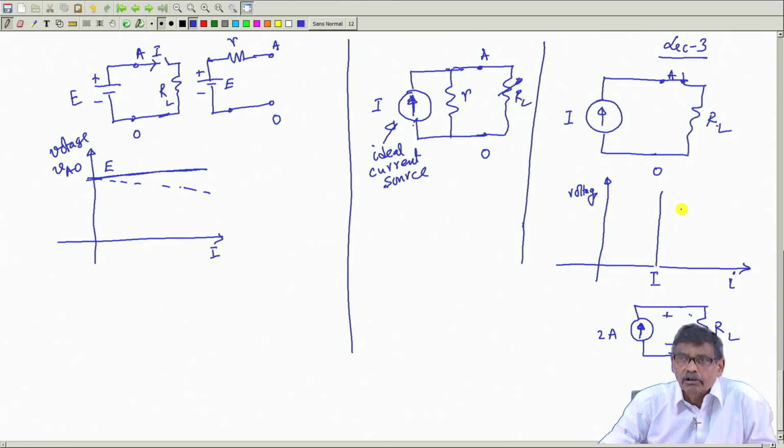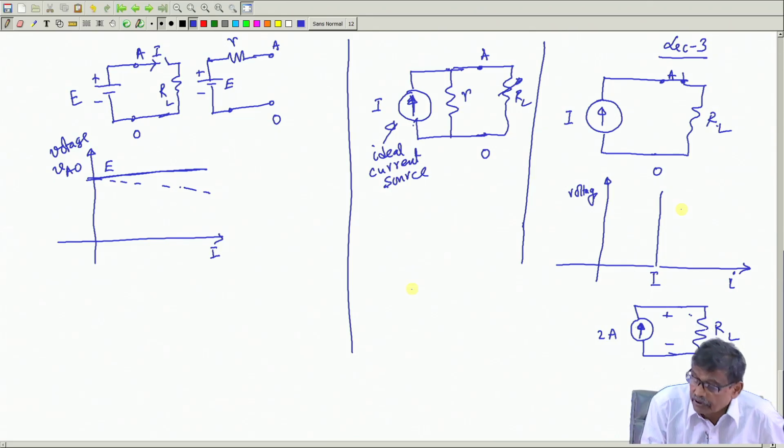Therefore, it looks like this point is very important. Suppose there is a practical current source of 2 ampere. Suppose it is available with two terminals A and O.